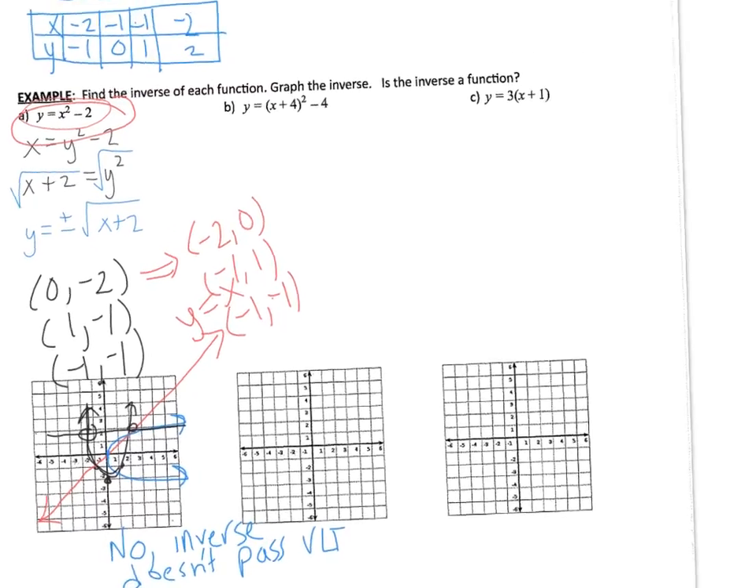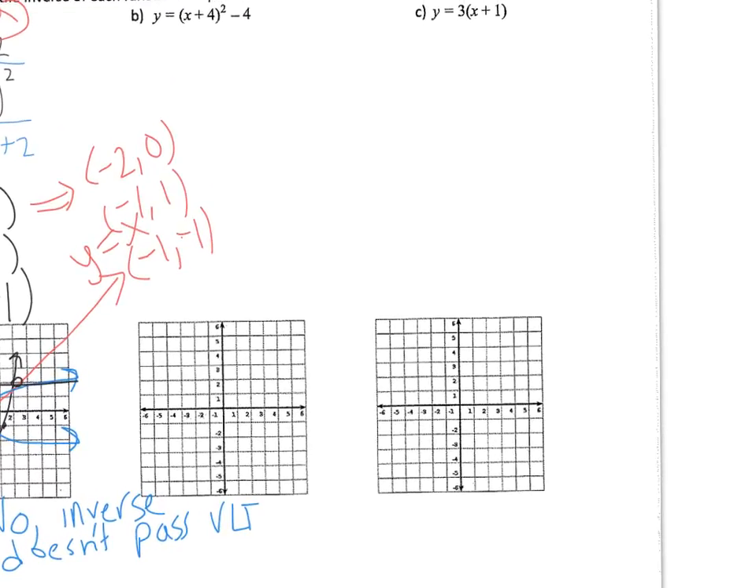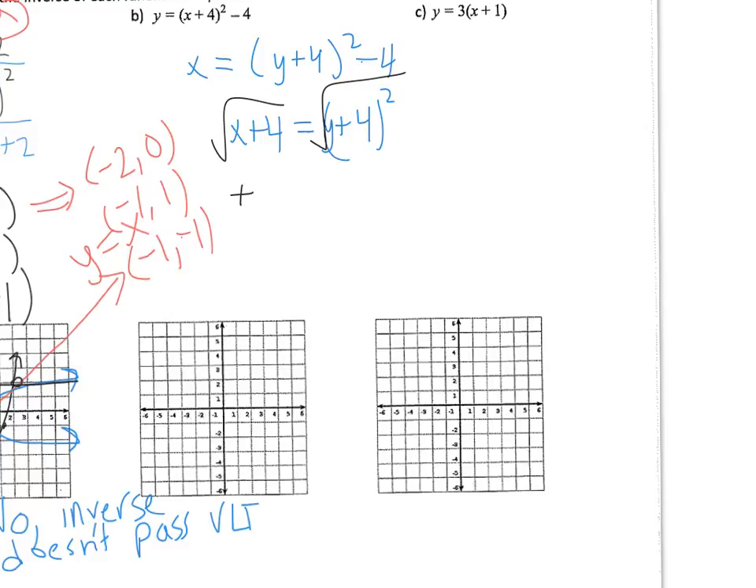Okay, let's try B. For B, you're going to flip-flop the x and the y to find the inverse, and then solve for y. So then I'm going to take the square root. So it's going to be plus or minus the square root of x plus 4 equals y plus 4. So it's going to be -4 plus or minus the square root of x plus 4 equals y.